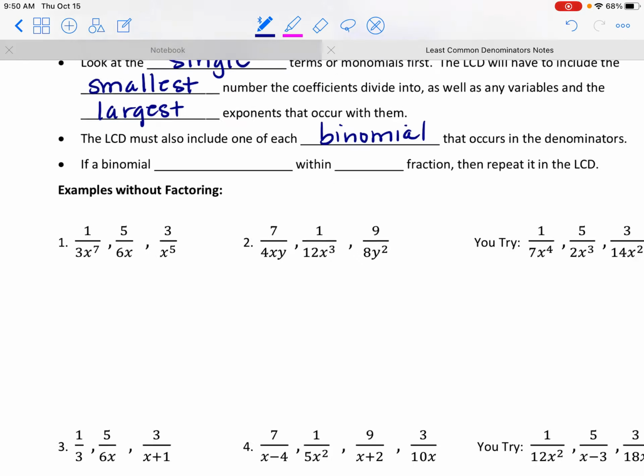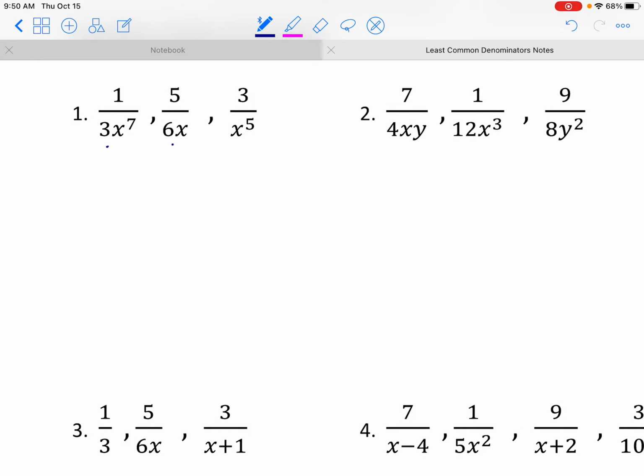Let's say we wanted to identify the least common denominator for these three denominators. The numerators, I totally just put random numbers up there. They do not affect what we're doing as far as finding the common denominator. So we're ignoring those numerators, just looking for what the least common denominator, or least common multiple, would be for these three. So our least common denominator first is going to be the smallest number that the coefficients, the 3, the 6, and the 1, all divide into. Well, the smallest number 3, 6, and 1 go into is going to be 6.